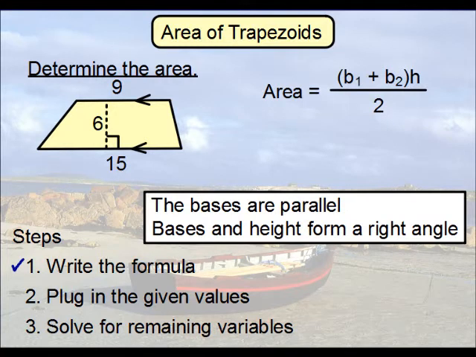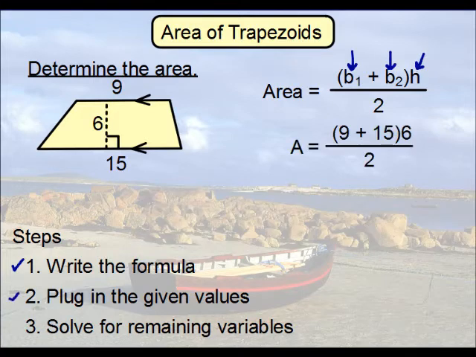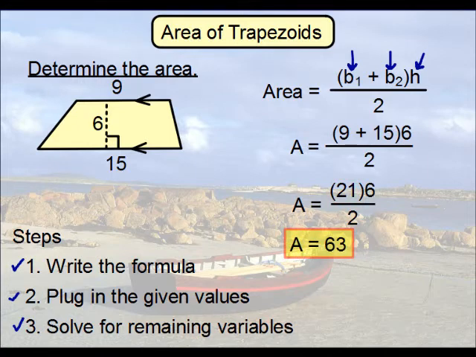Recall that the bases are the parallel sides, so that's 15 and 9 that are going to go inside the parentheses. The height is really the distance between them, so we look for the right angle to tell us. That would be 6, and that goes here. And now we can go ahead and solve. You'll want to do the math inside the parentheses first, and then from there multiply then divide, or reduce then multiply the result. Either way gives you the same answer.